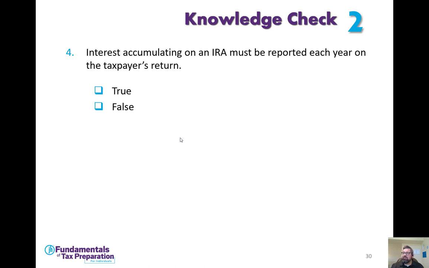Interest accumulating on an IRA must be reported each year on a taxpayer's return. That's not true. It doesn't matter. The IRS doesn't care about any interest in your IRA account until you start taking money out of it. Okay.